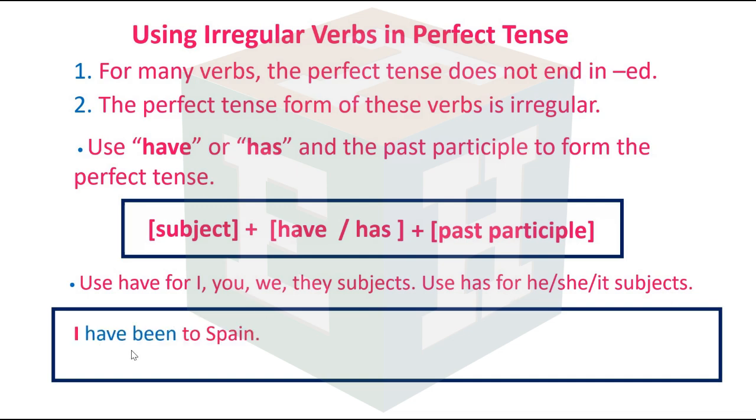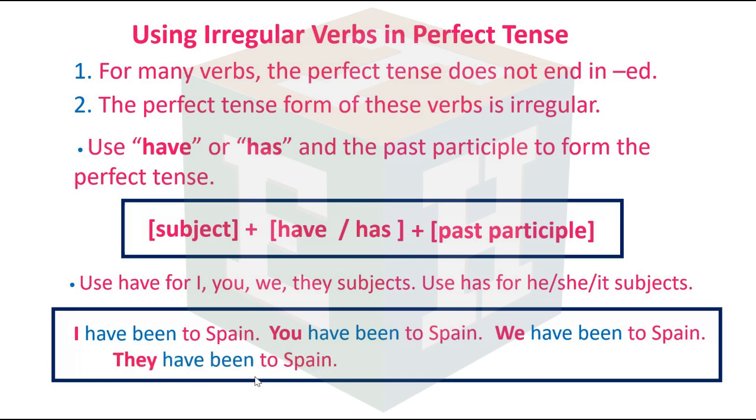Example: I have been to Spain. You have been to Spain. We have been to Spain. They have been to Spain. He, she, it has been to Spain.